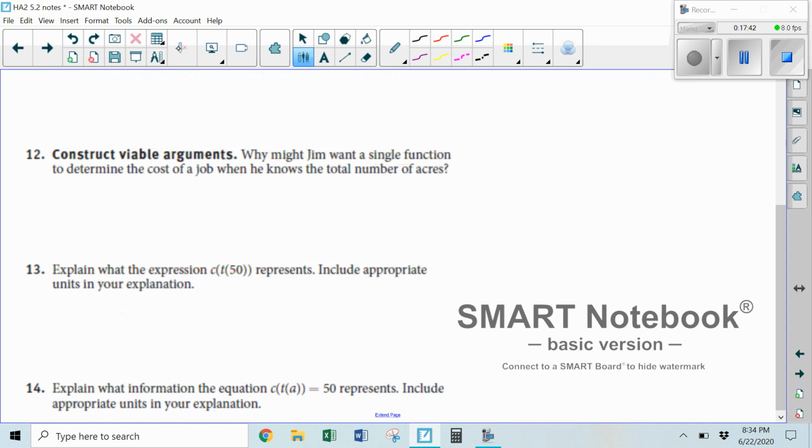Number 13, explain what C of T of 50 represents. This represents the cost it takes to mow 50 acres. The cost in dollars.